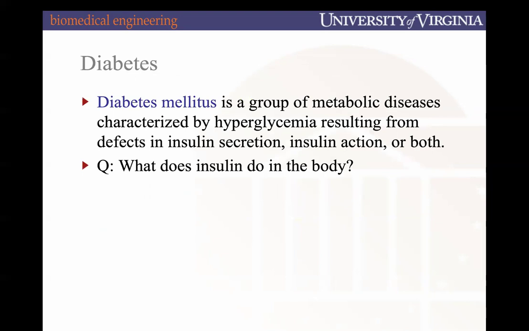So, diabetes mellitus, what it is, it's a group of metabolic diseases, a group of forms of diabetes that are commonly characterized by hyperglycemia, high or elevated blood sugar concentration. And it all stems from either a defect in how insulin is secreted, the ability to respond appropriately to insulin, or it can be both.